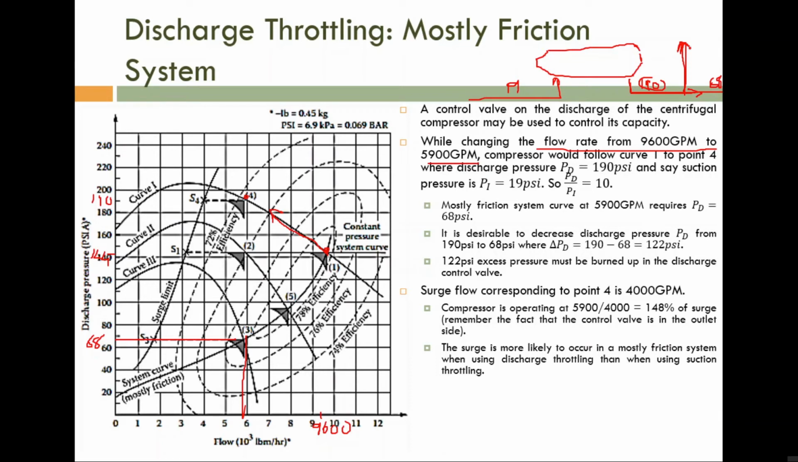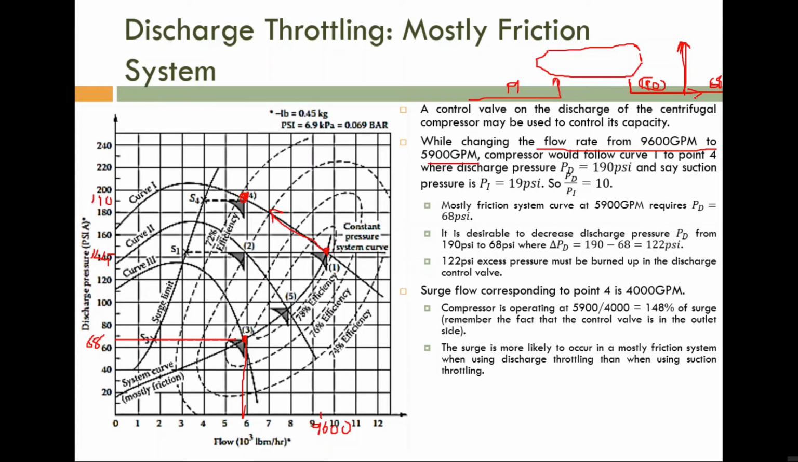Is it okay, all of you? So the extra pressure must be removed from the system. Who is doing that? Not the compressor. The compressor is giving 190 psi. From the compressor's point of view, the operating point is lying here. We are not shifting the operating point from 4 to 3 by using the compressor. We are not doing anything on the compressor. The compressor is giving 5900 gallons per minute at 190 psi, and we are not shifting that.